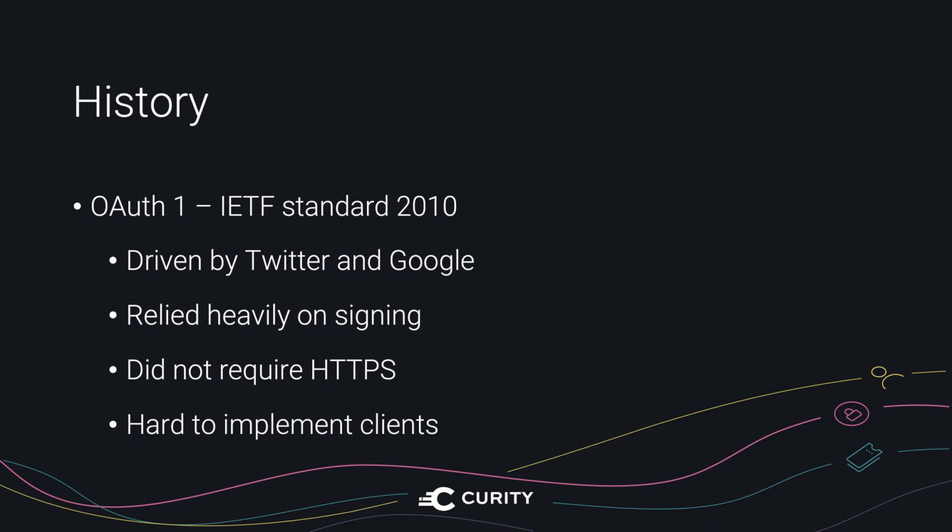OAuth 1 was pretty clever. It relied heavily on signing, which meant the client had to sign a lot of the things it sent to the OAuth server. That also meant that it didn't require HTTPS, but could be run just on HTTP. Signing, however, is a bit complicated if you're not a crypto expert or deep into understanding these mechanisms. So that means it's pretty hard to implement clients. And that caused OAuth 1 to not gain as wide adoption as anticipated in the beginning.